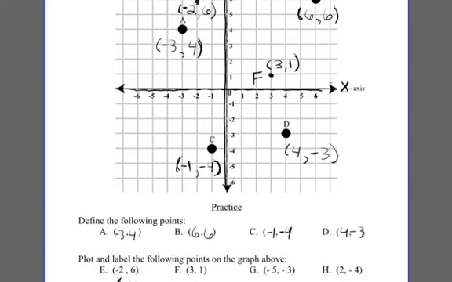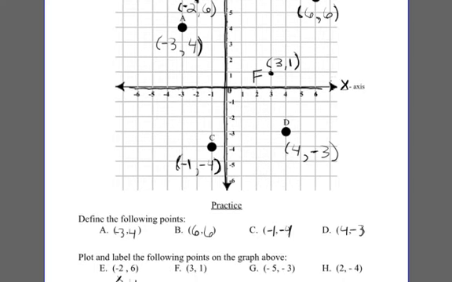Now we need G. G is -5, -3. So -5, -3. And that's G. And then lastly, we have H. 2, -4. So we're going over to 2 on the x-axis and down to -4 on the y-axis. And that is H. So now you're ready to practice on your own.